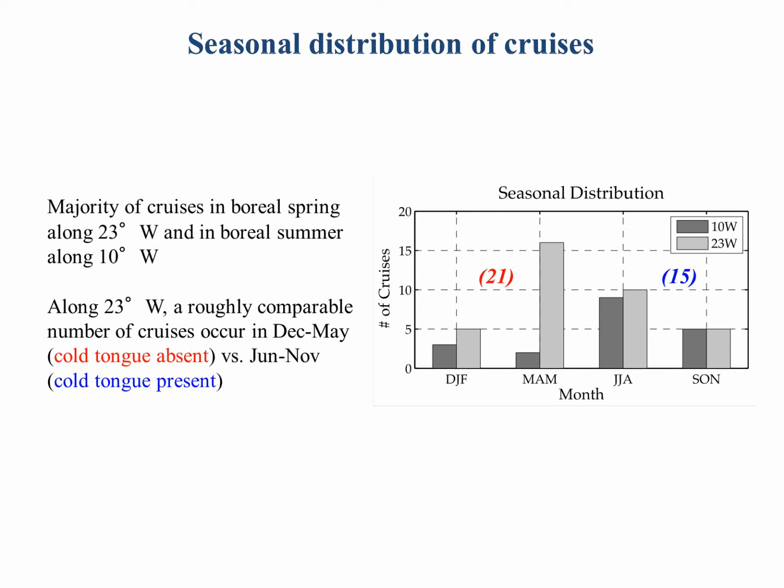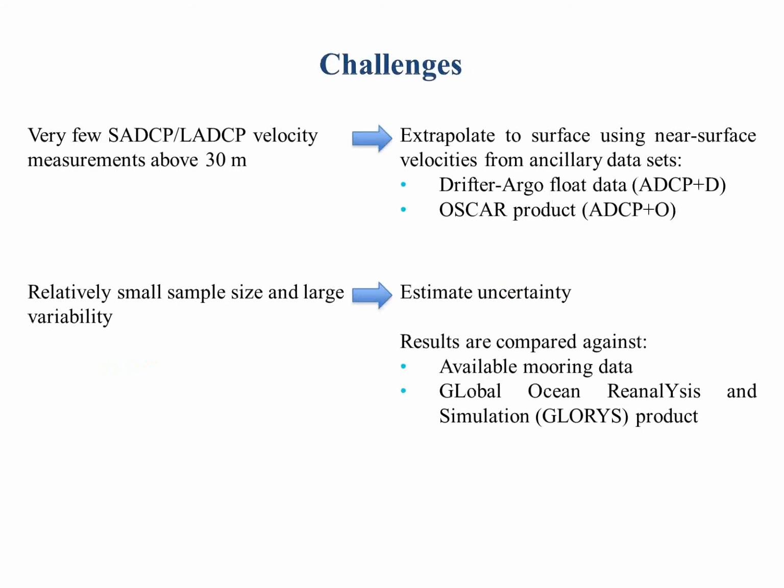So we can do this partitioning into 6-month means that I'd love to do, and look at time periods when the cold tongue is absent or weak, and the time period when the cold tongue is present. Unfortunately, there aren't enough samples along 10 west, and there's also not this even distribution. There are not very many samples in December and May along 10 west, so I can't do the same thing.